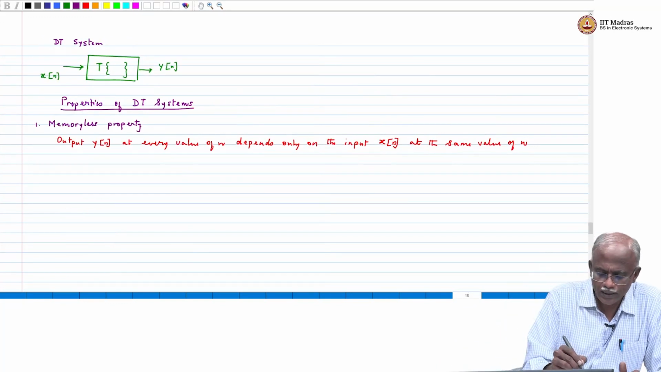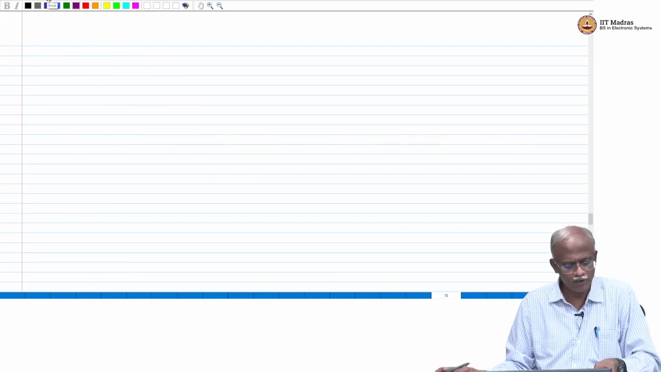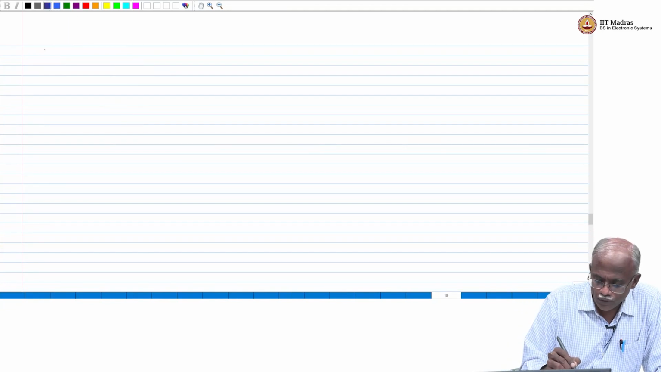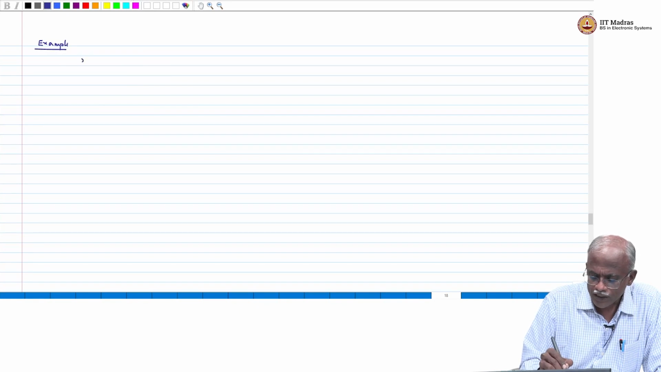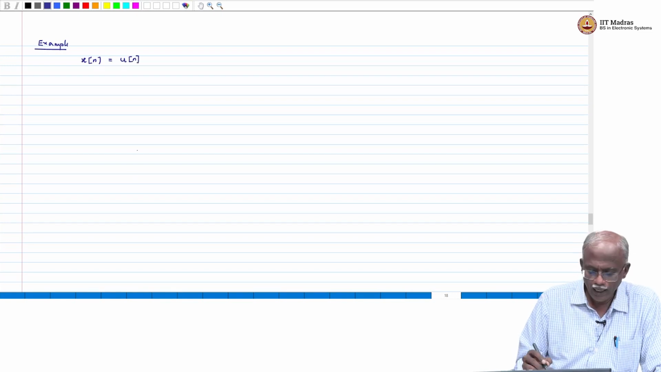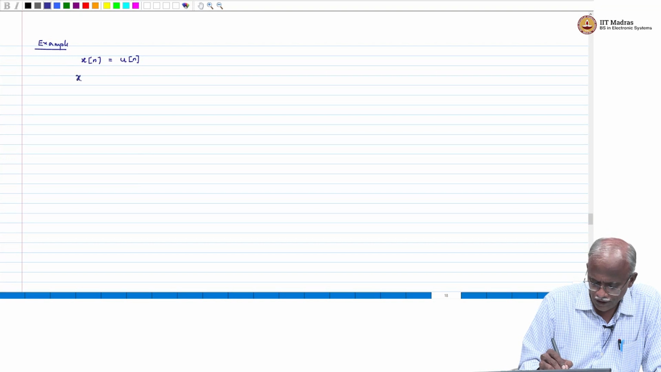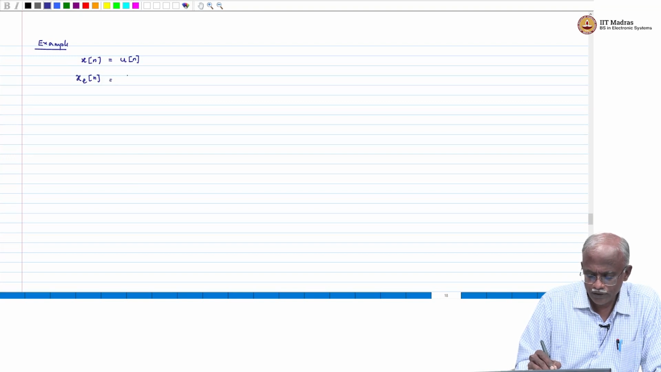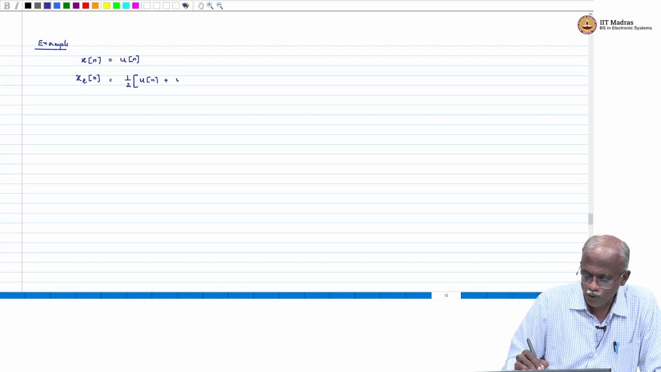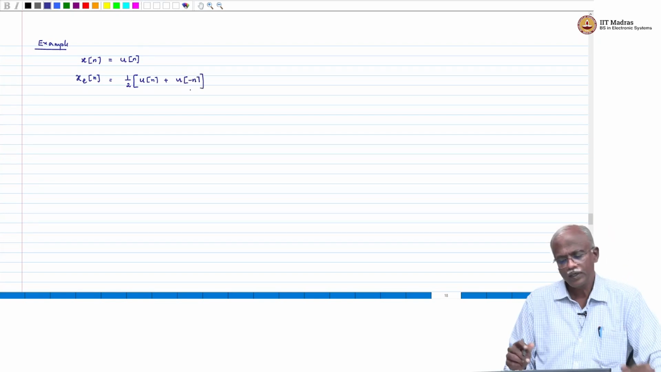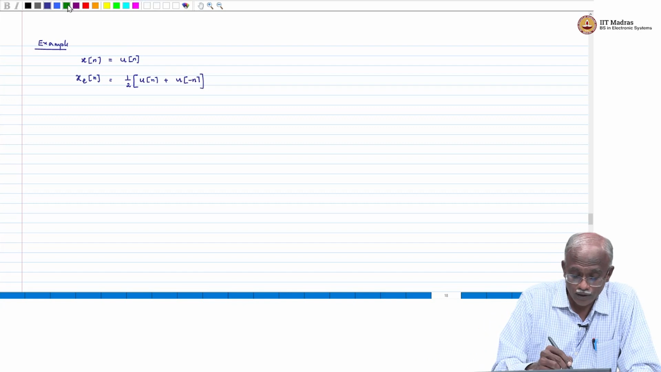Now there are some very interesting, simple calculations that you can do. Supposing I told you, this is another example: x of n is equal to the unit step. I would like you to sketch the even part of x of n. How do you get the even part? You say 1/2 of x of n plus x of minus n, that is u of n plus u of minus n. So sketch it.